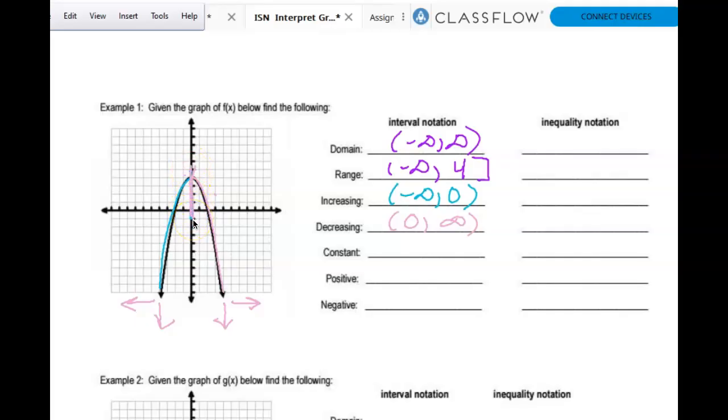It starts right here. What point is that for on the x-axis? It's 0. And then the question was, why did I put a positive infinity? Now, which way is this going? Right. Positive infinity. So I start at 0 and I go to infinity. The increasing started here, which is negative infinity, and it goes to what x value? 0.